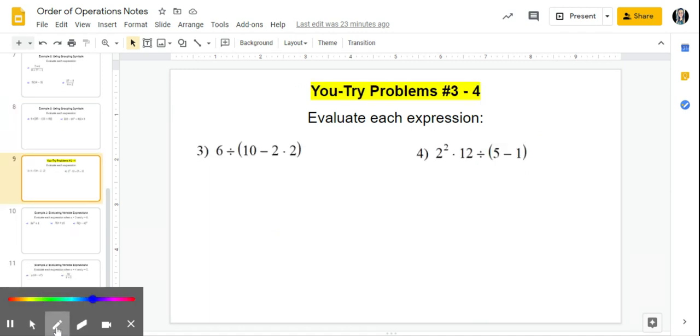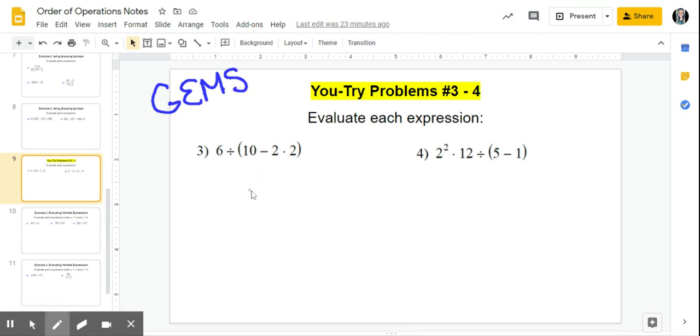Here we go. You try problem number 3 and number 4. Going to rewrite GEMS. All right, take a look at problem 3. What should I do first? I have a grouping symbol, so I have to work inside of the grouping symbol first. Now, inside of the grouping symbol, I have subtraction and I have multiplication. Which one should I take care of first? I should take care of the multiplication.